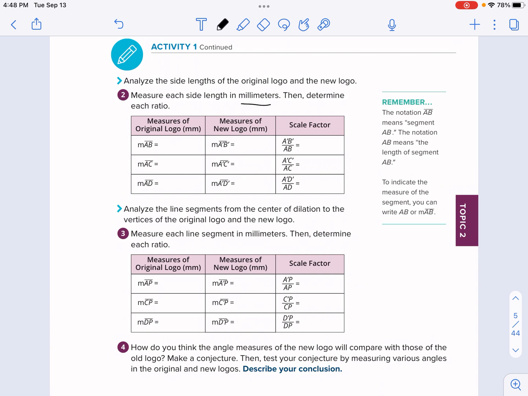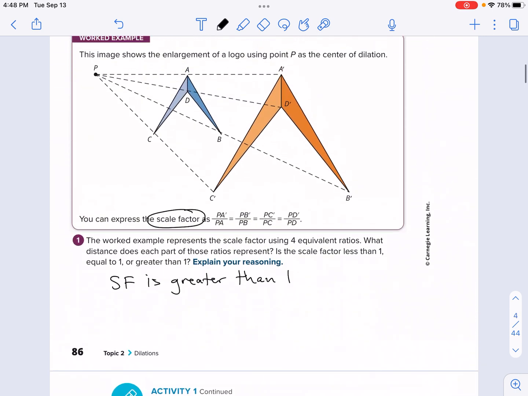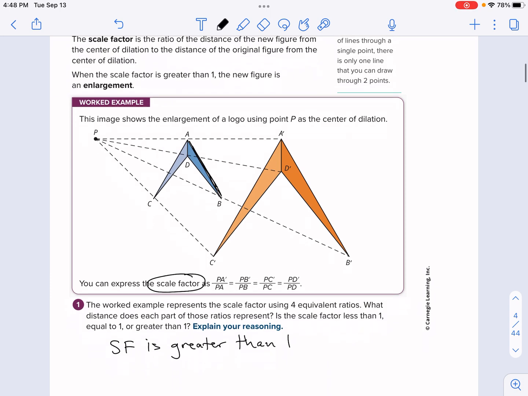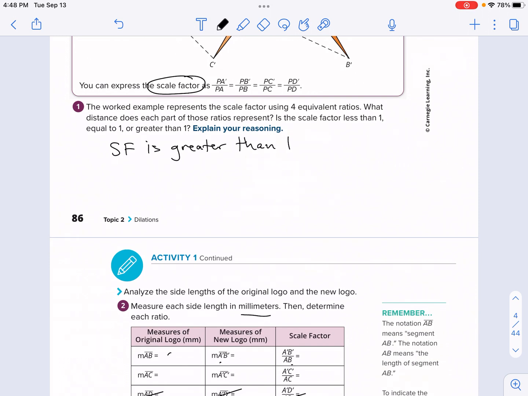We're going to measure varying line segments. I'm going to get rid of these problems though. So for the first one, measure of line segment AB with the measure of line segment A prime B prime, and then we're going to divide both of them. So the measure of line segment AB. We're talking about this distance here, right? You can measure that. I'll give you the answer though. That is 34 millimeters.